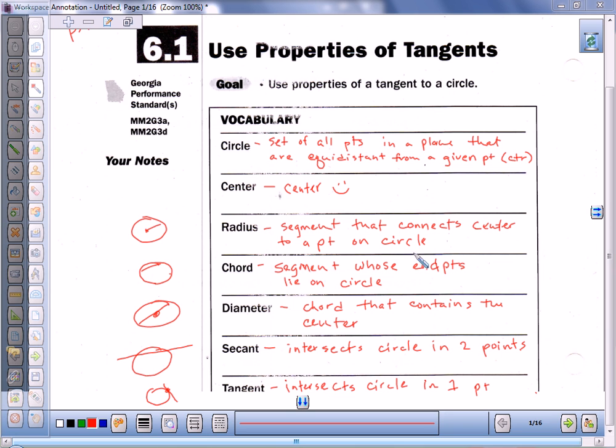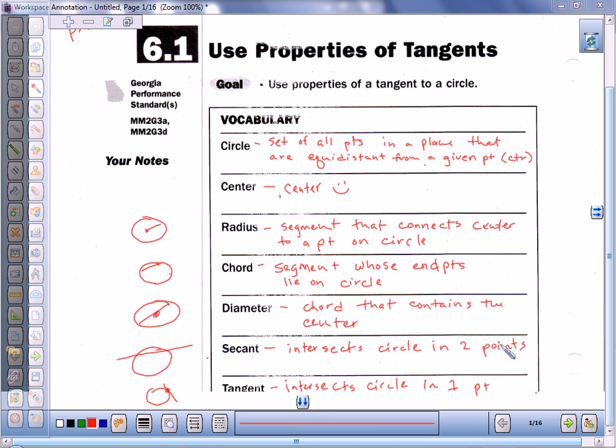A radius is a segment that connects the center to a point on the circle. A chord is a segment whose endpoints lie on the circle. Now, a diameter is a special chord. It's the longest chord. It's a chord that passes through the center of the circle.